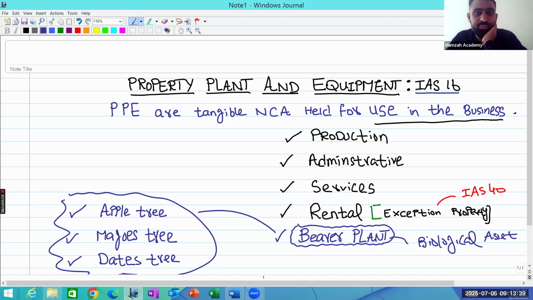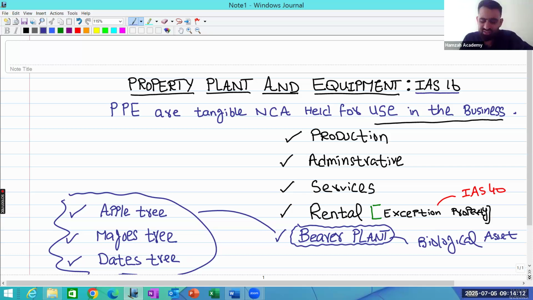In order to get the apple from the tree, you do not need to harvest the tree. In order to get the mango from the tree, you do not need to harvest the tree. The fruit will be on the tree every year, and you can get the fruit. Such biological assets are known as bearer plants. These are biological assets, but they do not come under the scope of IAS 41. They come under the scope of IAS 16 property, plant and equipment.